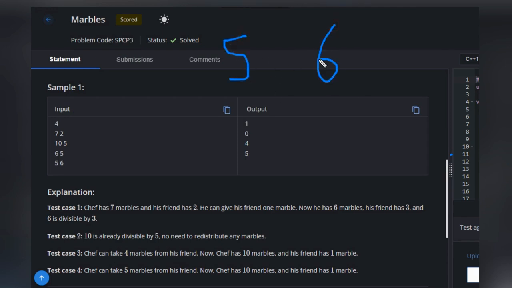5, 6. Okay, here we can't transfer in this direction because it will not be divisible, so we need to make this the bigger element, so we will transfer from here to here. If you can see, you can transfer one by one and check the divisibility. At last, you need to transfer 5 marbles, so it will become 10 and this will become 1. So the answer will be 5 here. Okay, so how can you solve this problem? This is not as straightforward as it seems.